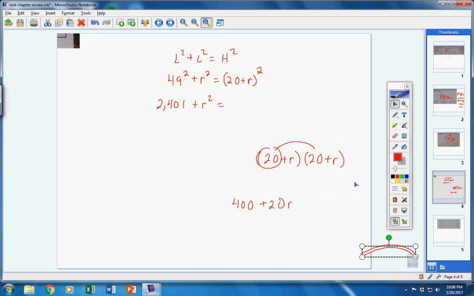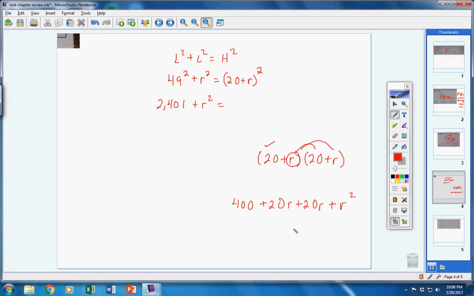Let's get rid of these lines. Okay, so I took this 20 and I multiplied it through. I'm done with this. Check it off. Now take your r, multiply it through. R times 20 is 20r. R times r is r squared.